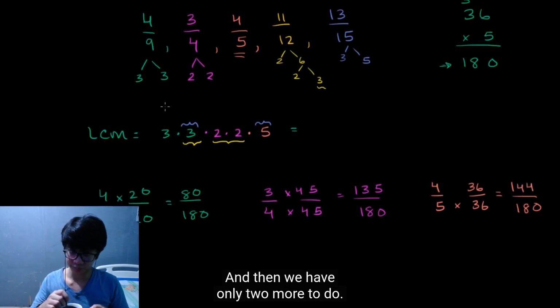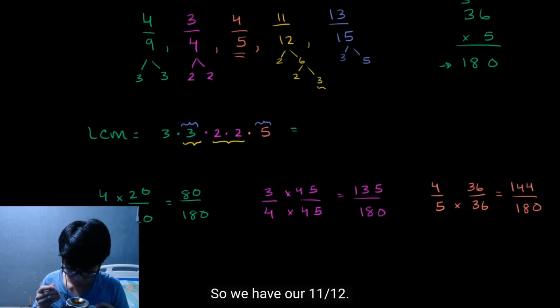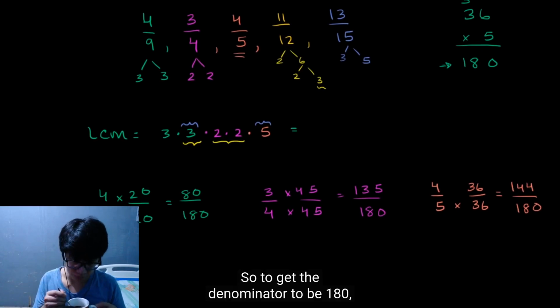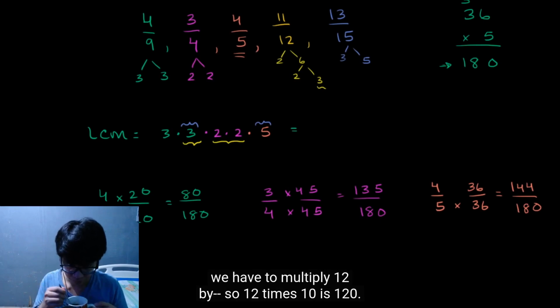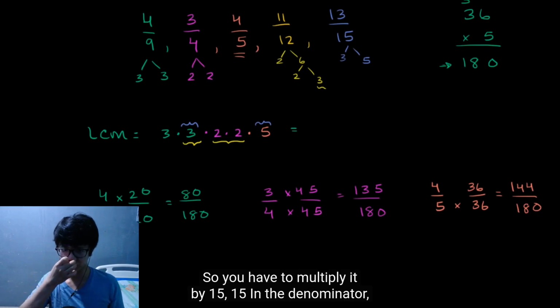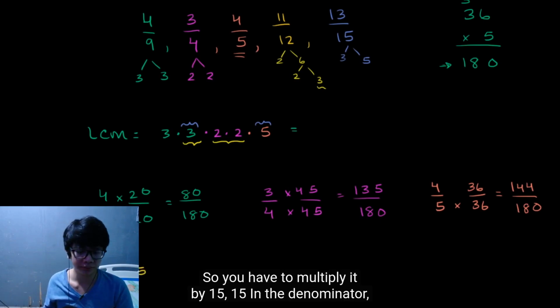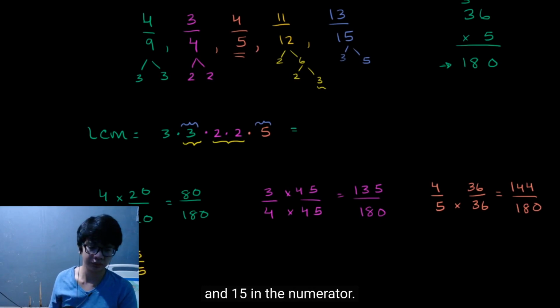And then we have only 2 more to do. So we have our 11/12. 11 over 12 is, so to get the denominator to be 180, we have to multiply 12 by, so 12 times 10 is 120, and then you have 60 left, so we have to multiply it by 15. 15 in the denominator and 15 in the numerator.